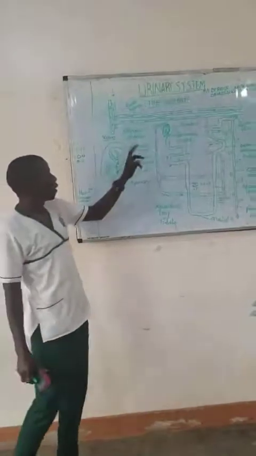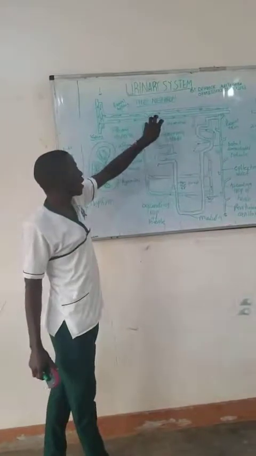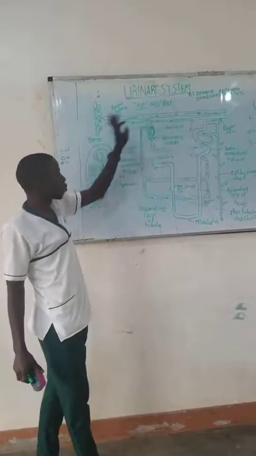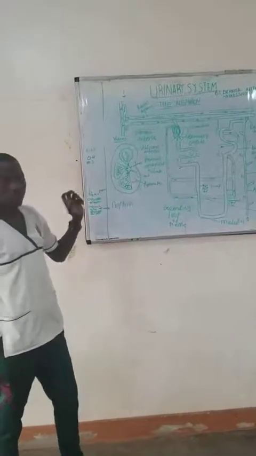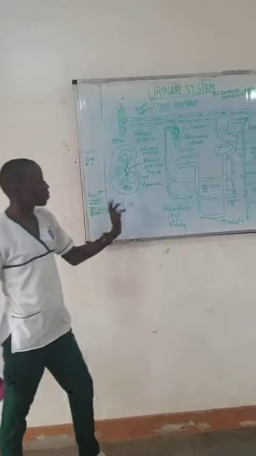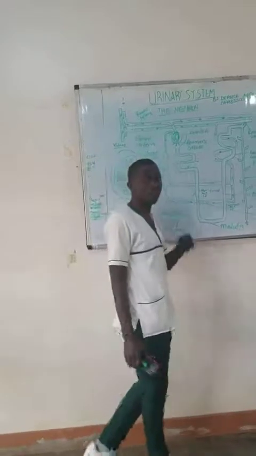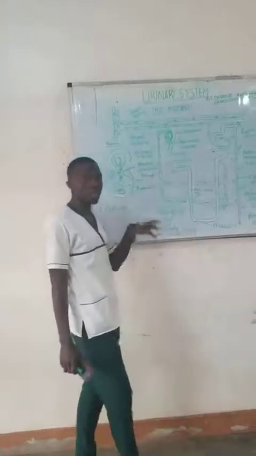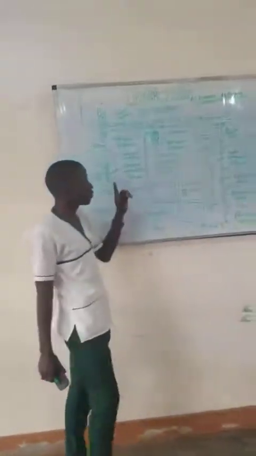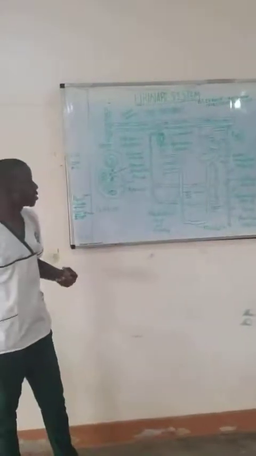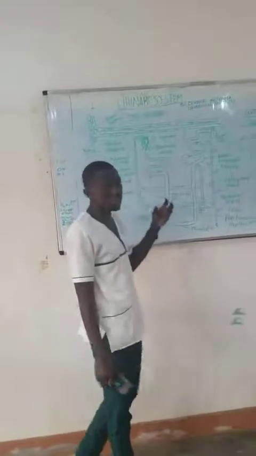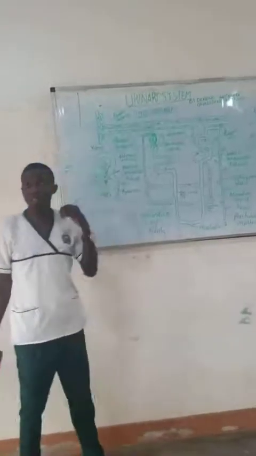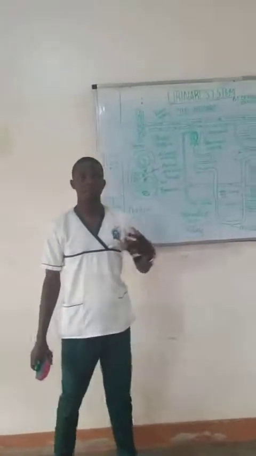Now, once blood is at the Bowman's capsule, we have three forces which will define what passes. Like we have said, it is permeable to some substances and impermeable to others. The permeable substances we have mentioned. The impermeable substances include the blood cells, the body hormones, and a lot of acids in the body, meaning the body still needs these components and they cannot be lost.